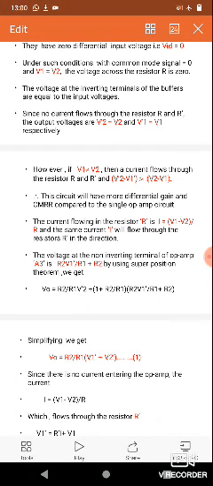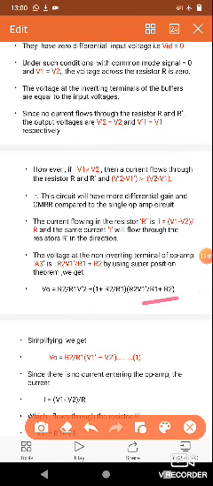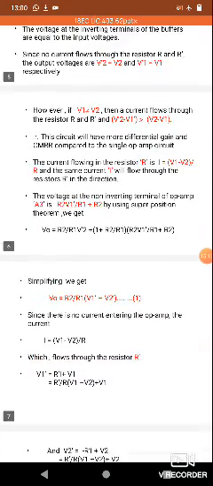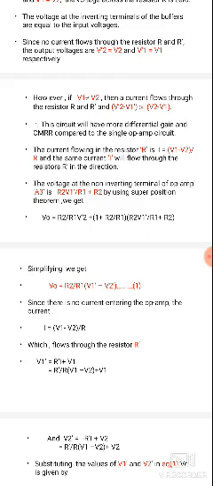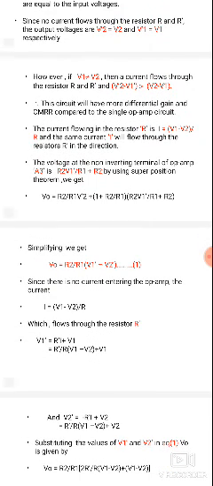Simplifying this equation, we can get V0 is equal to R2 by R1 into V1 dash minus V2 dash. Since no current enters the op amp, the current I is equal to V1 minus V2 by R, which flows through the resistor R. No current flows into the op amp, but current flows through the resistor R. So I is equal to V1 minus V2 by R.